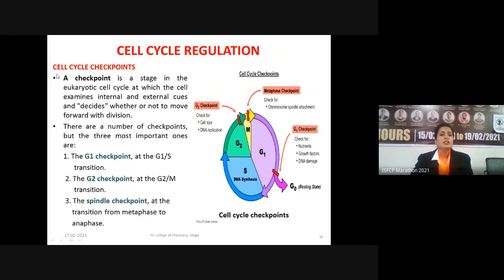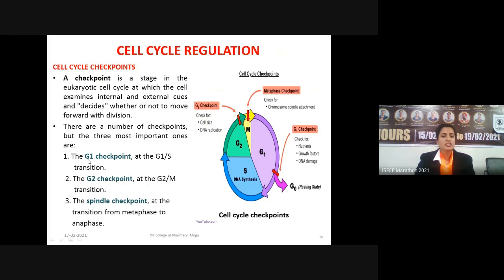Hence we can define the checkpoint as the stage in which the eukaryotic cell examines the internal and external cues, that is, the internal and external signals. It decides whether or not to move forward with the division. So we can say the checkpoints are put into the cell cycle to check whether the cell is okay, and whether all the requirements needed for cell division are met. There are a number of checkpoints, which include three main important ones. First is the G1 checkpoint, second is the G2 checkpoint, and third is the spindle checkpoint.